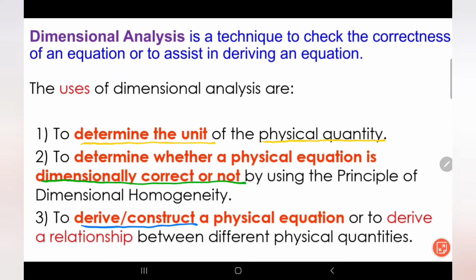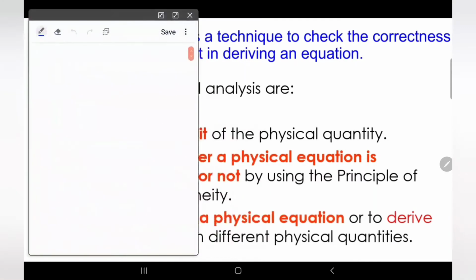Alright, so remember, three different functions here. This is the first one, this is the second one, and this is the third one. So you need to understand very well how to use the dimension analysis method for these three different functions. Okay, we just go for it one by one, discussing some examples. Alright, now let's discuss the first function, which is to determine the unit of any physical quantity.